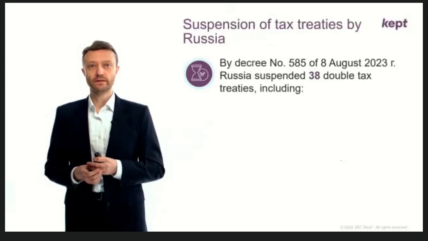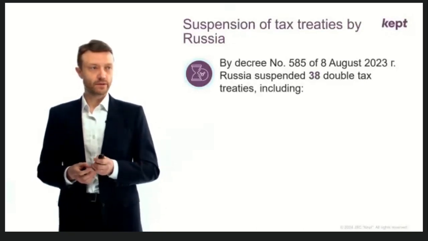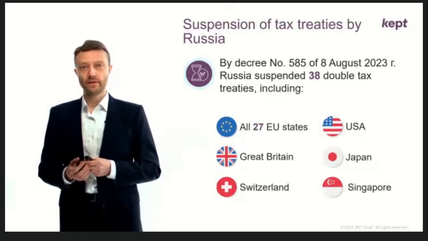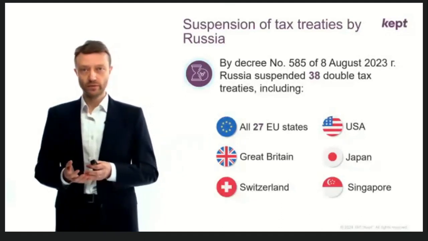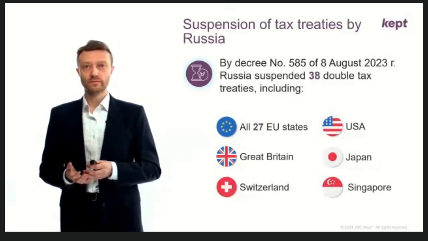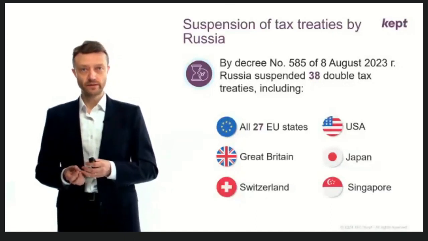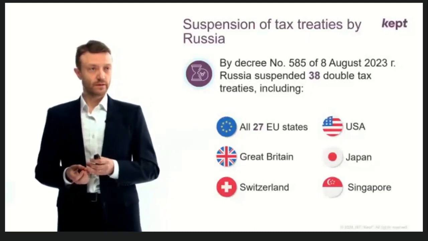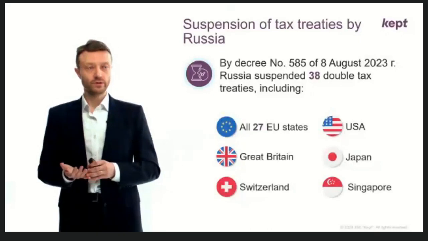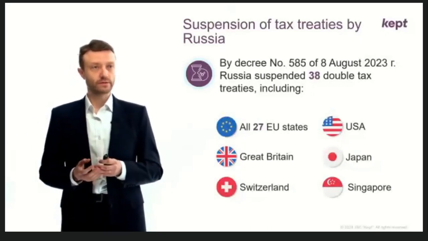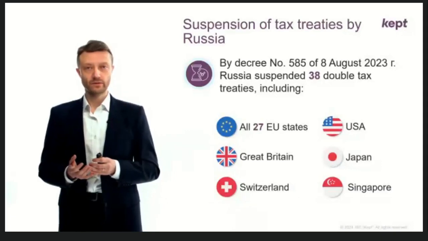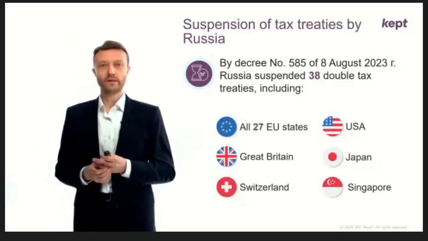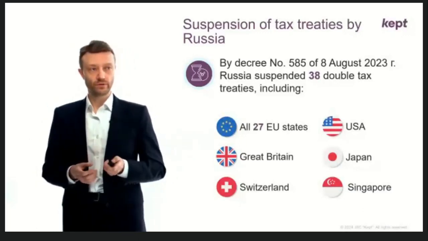So what happened last year in August? Russia suspended 38 double tax treaties, including those with all European Union countries, the United States, Great Britain, Japan, Switzerland, Singapore, and more. Australia, New Zealand, there are many treaties which have been suspended. 38 is almost half of Russia's treaties. Notably, a number of treaties which are useful for structuring international businesses are still in place and have not been suspended, which includes Hong Kong, for example, and Kazakhstan, as well as other countries in Asia.